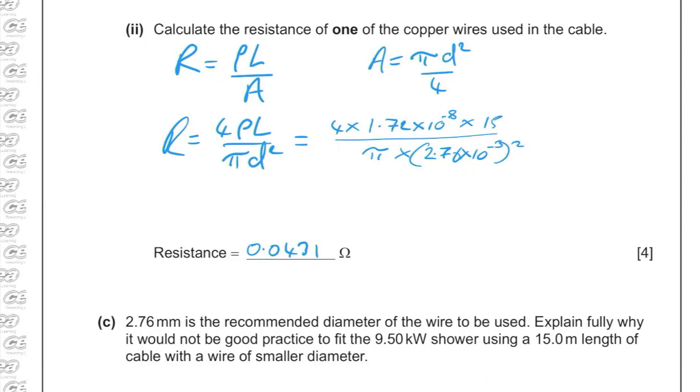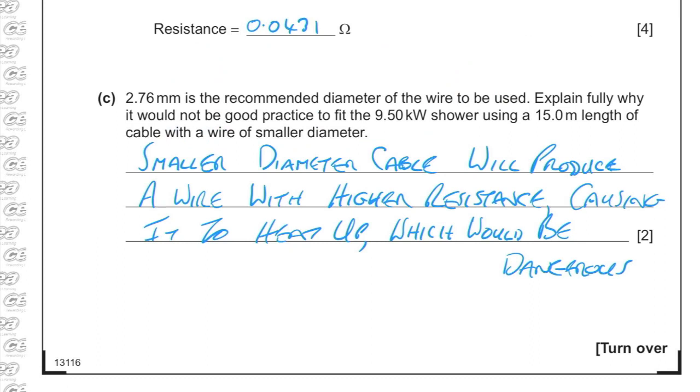We want to talk about the physics properties of it, and the physics properties of it is if we make the diameter smaller, the resistance will increase, and that will increase the heating of the actual cable carrying the energy to the shower. Okay, so a smaller diameter cable will produce a wire with higher resistance, causing it to heat up, which would be dangerous. I suppose you could say heat up more, just so that you're clear about that.